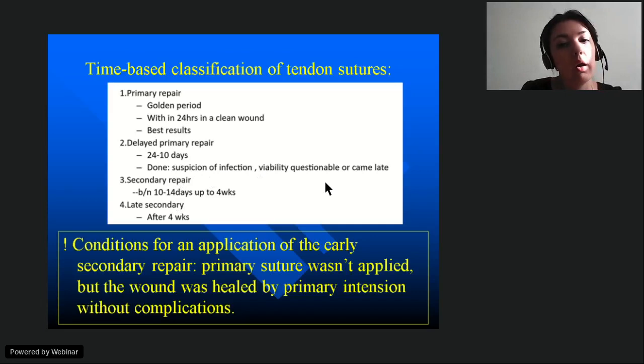Next, the conditions for an application of the early secondary repair: if primary suture was not applied, but the wound was healed by primary intention without complication. In this case, we apply secondary repair early. It should be applied between 10 or 14 days up to 4 weeks after the injury. And late secondary suture is the one that is applied after 4 weeks, usually when the wound has already healed by secondary intention.